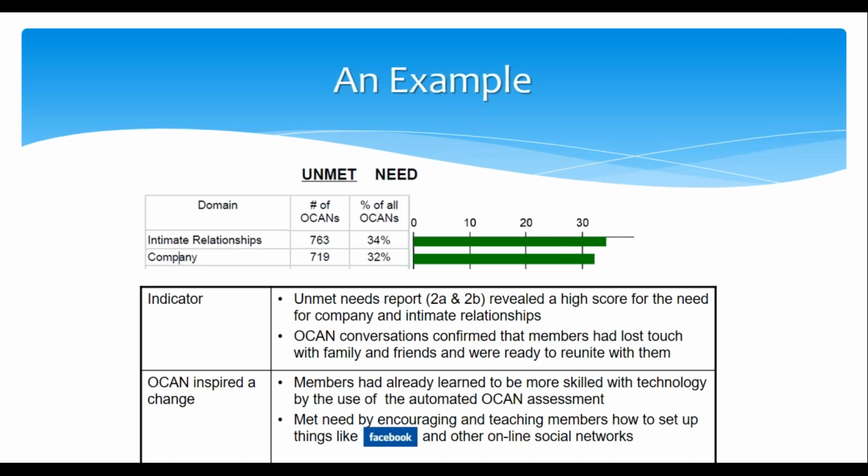So here we were going along happily doing our OCANs, but we started to feel that we were not as effective as we could be. And also, we wondered about the use of OCAN in recovery plans and in program planning. We thought that both those endeavors could improve.